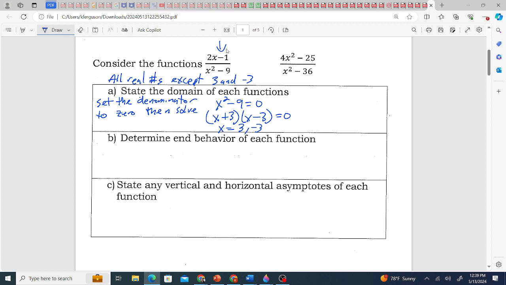Now, what is that about? Well, remember, this is a ratio or a fraction, and you can't have a 0 in your denominator. So 3 and negative 3 give me a 0 in the denominator. So I can plug in whatever numbers I want except 3 and negative 3. Yes, that's the domain. This is the domain right there. This is the work to get the domain.